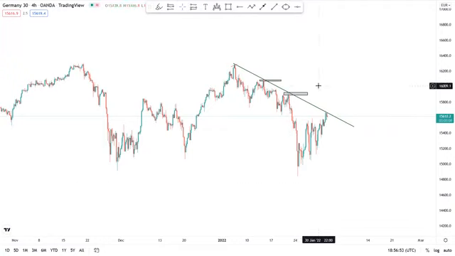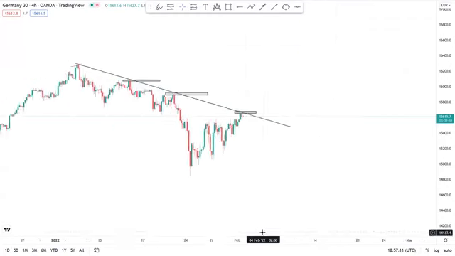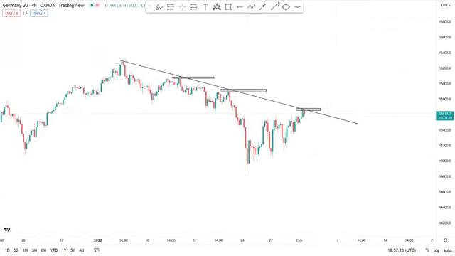Came back again, touched it for the fourth time. Remember, the more it touches, the weaker it gets. So there's a high possibility of the market breaking it this time around. But breaks out, retest, push to the top. There's no other way. So I'm going to do another one in the bottom here.